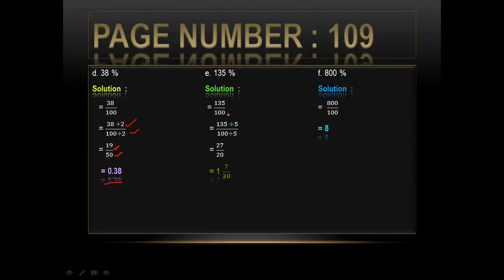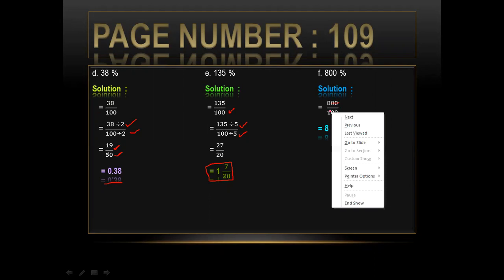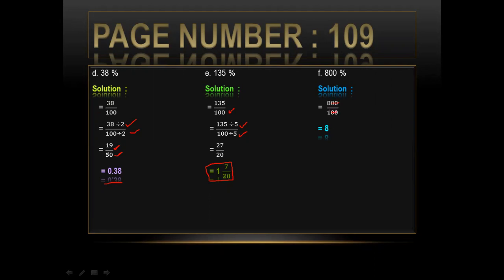The next part is 135%. 135% means 135 over 100. Because the last digit of 135 is 5, it means we can divide it by 5. We divide both numbers by 5, giving 27 over 20, and we cannot cancel them, so we divide them, and our answer will be in the mixed fraction, which is one whole number, 7 over 20. The last part of this question is 800 over 100, and again, both zeros will cancel and only 8 will be left there.